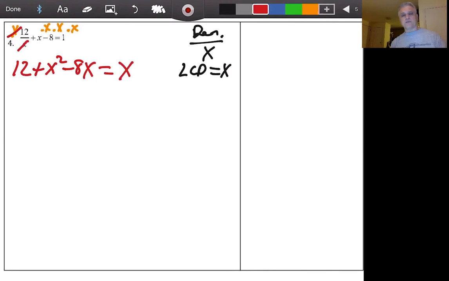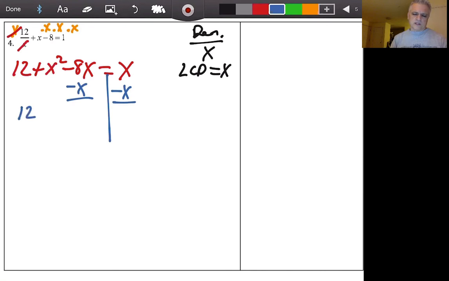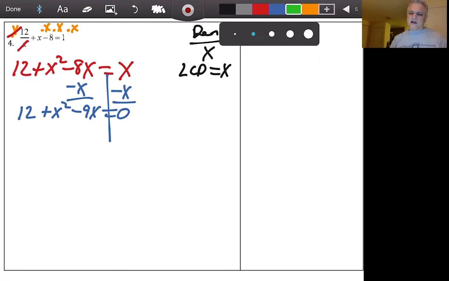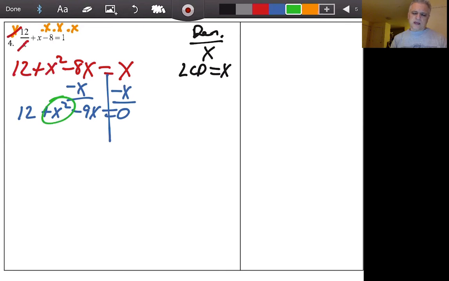Sweet. Okay, so let's get everything on one side of the equal sign. Since the positive x squared is there, I'm going to subtract x from both sides. Let's just keep it in the same order for now. Negative 8x minus 1x is negative 9x. Okay. Let's arrange it so that my A, my B, my C are in that order, descending order. So x to the second, x to the first, x to the 0.